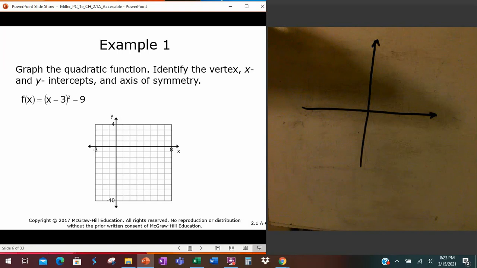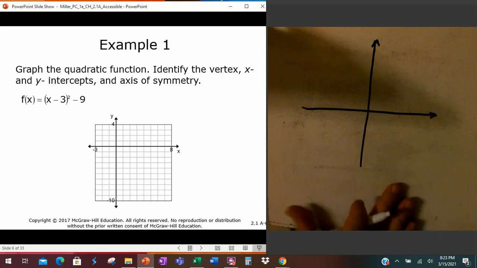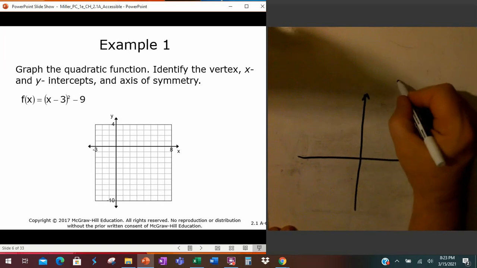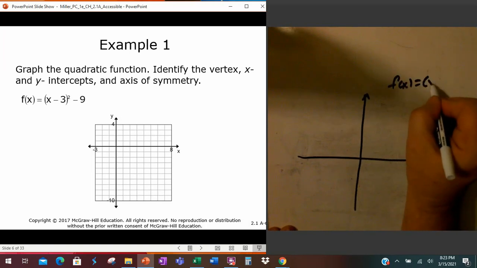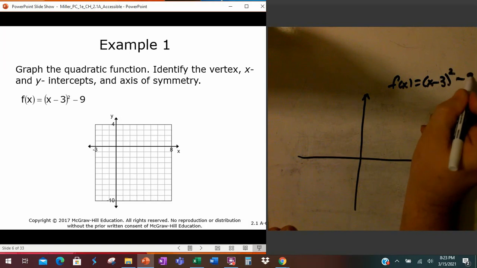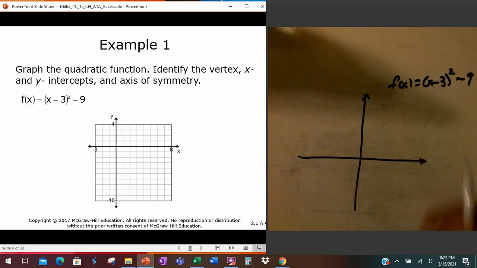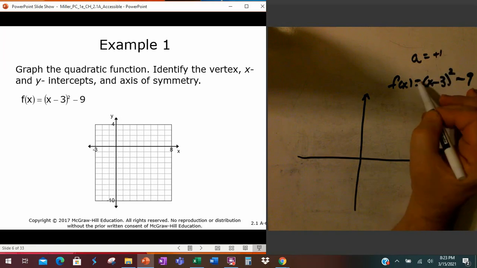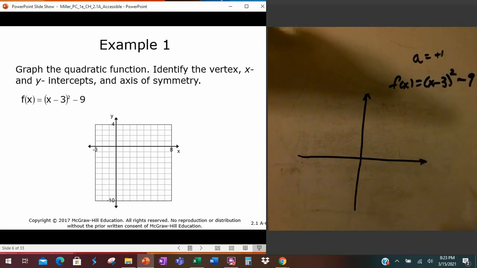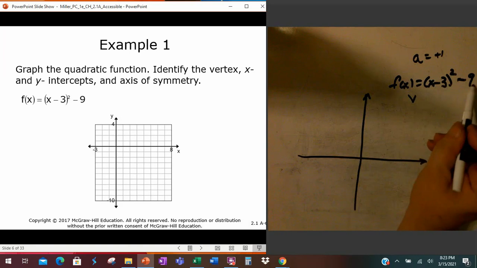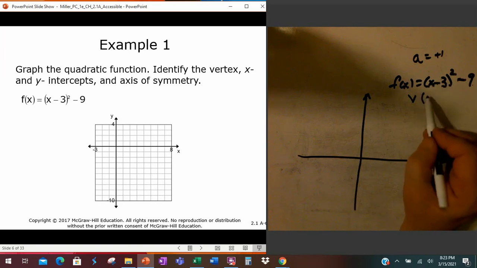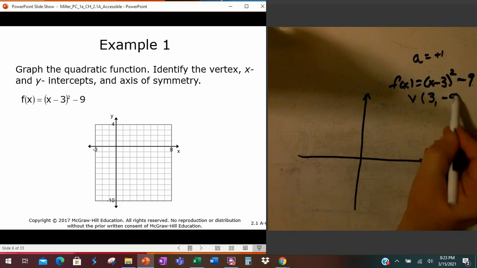Okay. So I want to graph, bring it down just a little bit. I want to graph f of x is equal to (x minus 3) squared minus 9. So I note here A is equal to +1 in this case. That's understood, +1 right there. The vertex I just read off. It's in that form, so the vertex is (3, -9).